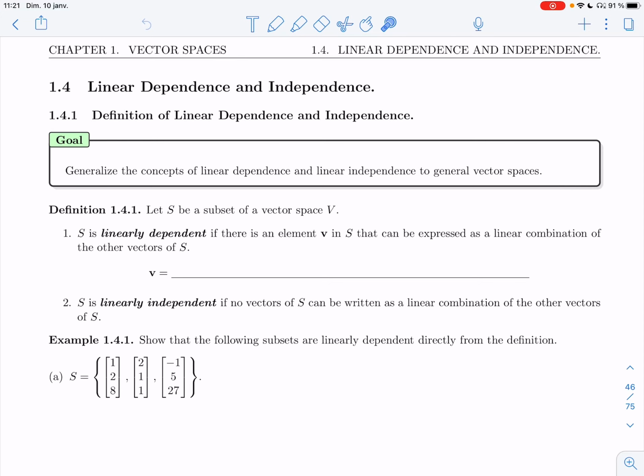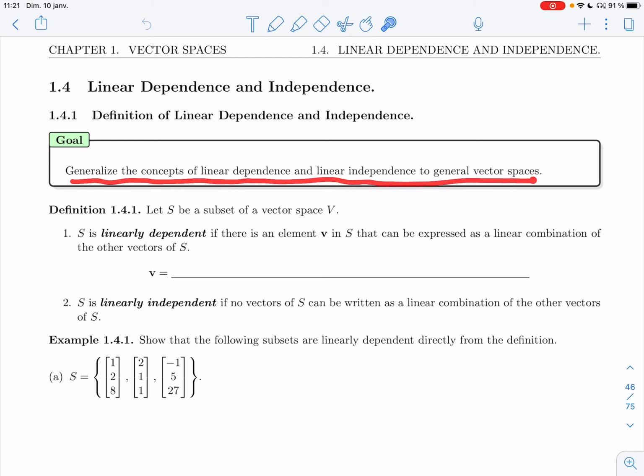Today we're going to start with section 1.4. We're going to talk about linear dependence and independence. First subsection, we'll talk about the definition of these concepts. So we'll talk about the definition of linear dependence and independence for, of course, a general vector space. Our goal for this section is to generalize the concept of linear dependence and linear independence to general vector spaces.